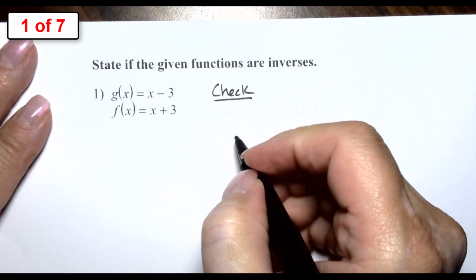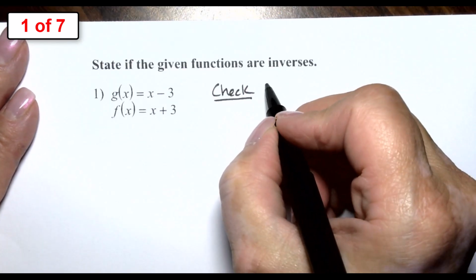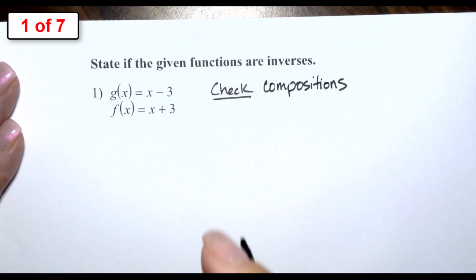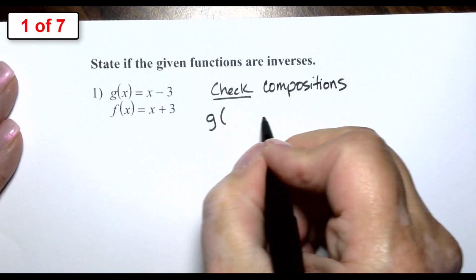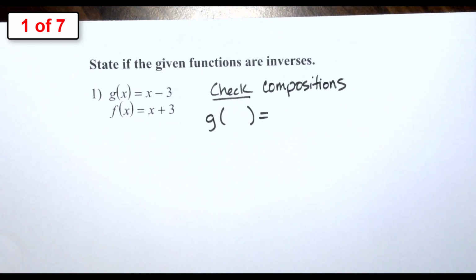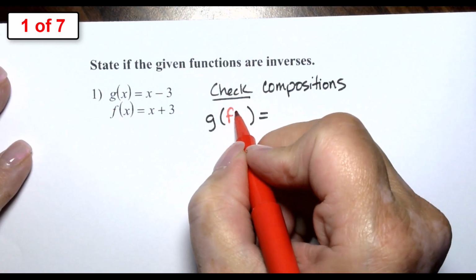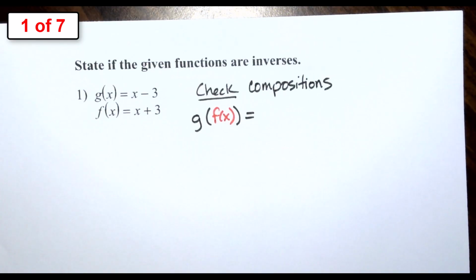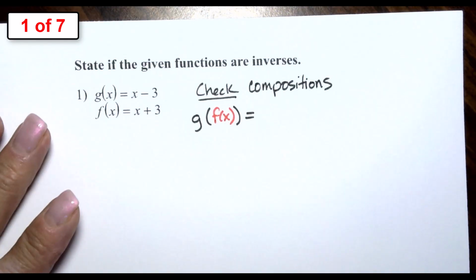And to check to see if 2 functions are inverses, you have to do composition of functions. So this is a little review of compositions as well. What you're going to do is you're going to take the first function g, and you're going to stick f as a function in there instead of x. So instead of writing g of x, I'm writing g of f of x.